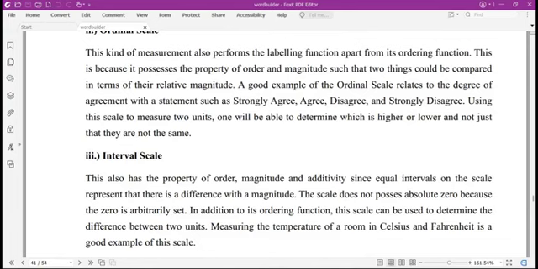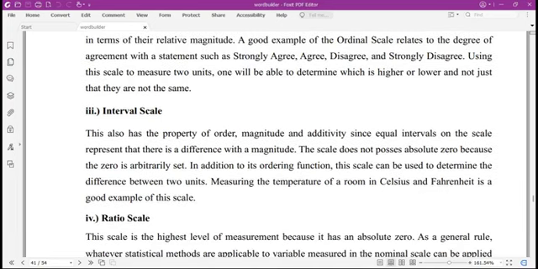It has the property of order, magnitude, and additivity. We are talking of interval now, additivity. Equal intervals on the scale represent a difference with a magnitude. There's a difference between this particular point and this particular point, separated by an interval. There's a difference with the magnitude.